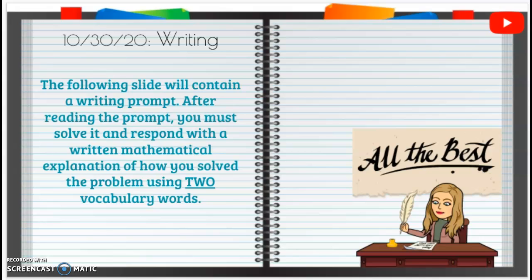October 30th, 2020, writing. The following slide will contain a writing prompt. After reading the prompt, you must solve it and respond with a written mathematical explanation of how you solved the problem using 2 vocabulary words.